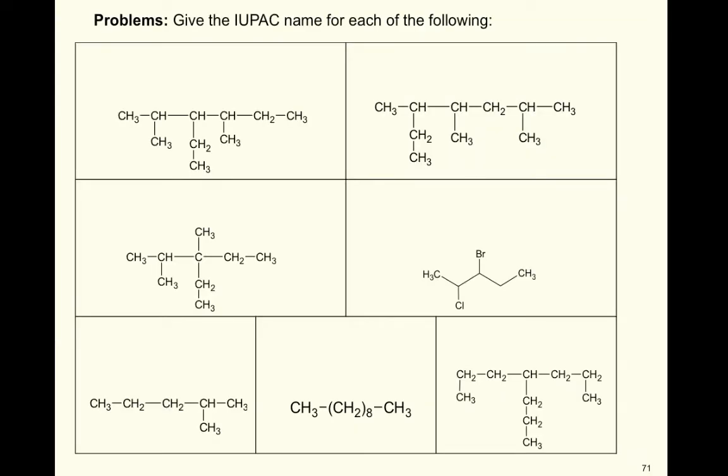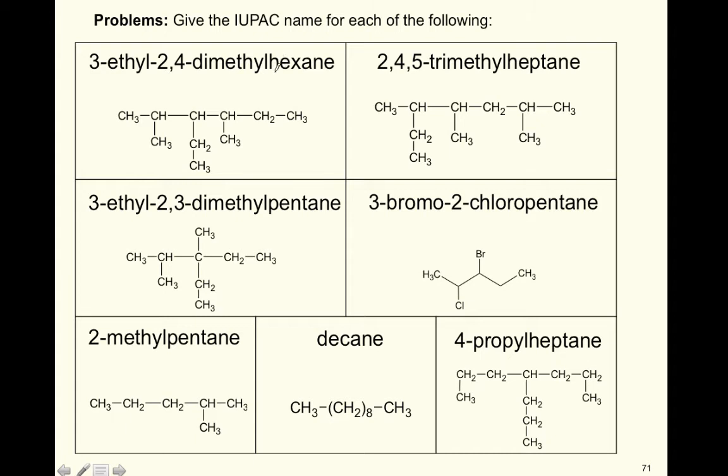For this page here, what I want you to do is I have all these structures. I want you to give me the IUPAC name for each of the following. Go ahead and pause the video, name all of these or as many of these as you can, come back and check your work. All right, the first one has the parent name of hexane. 1, 2, 3, 4, 5, 6. This one was pretty straightforward.